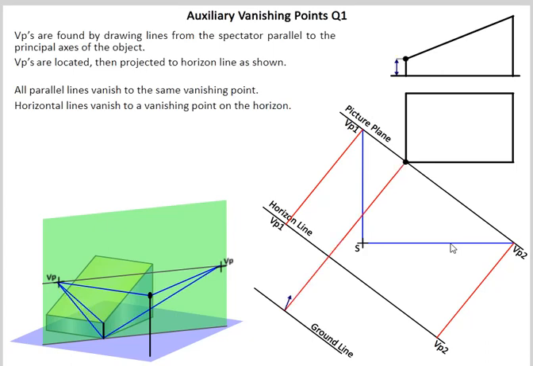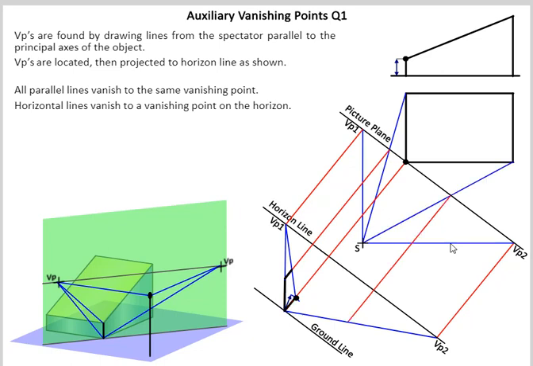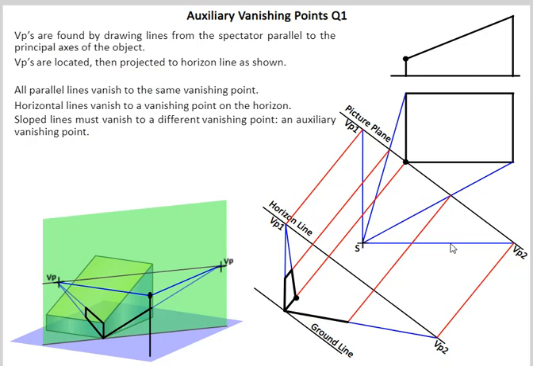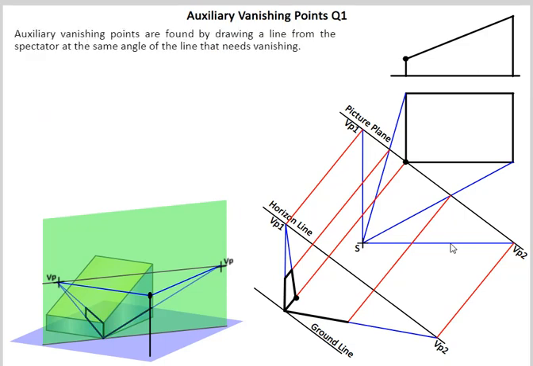Next we'll construct the base, so mark off the height, which is a true height because it's touching the picture plane. And basically we have the front of the object created, we have the baseline created in the perspective. Next we have to look at constructing an auxiliary vanishing point. So to construct an auxiliary vanishing point, we need to know one of two things: the angle on which it is sloping up at, or a height.